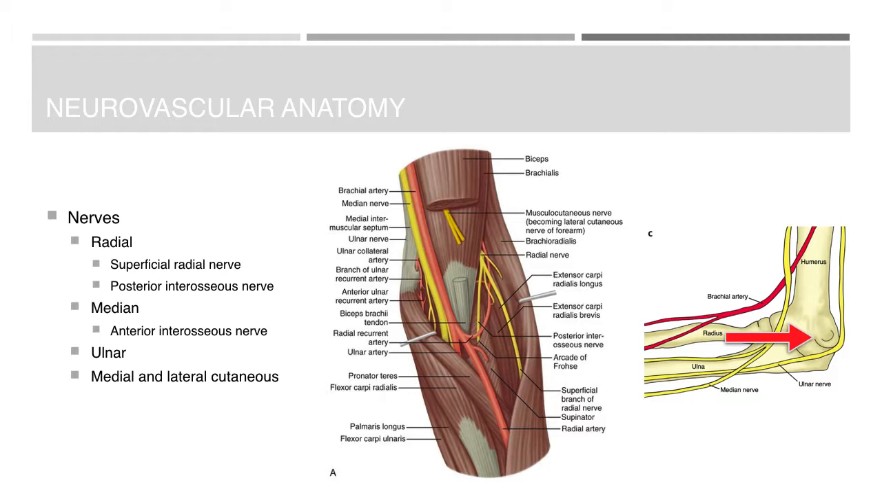The medial cutaneous nerve of the forearm provides cutaneous innervation to the medial aspect of the distal third of the arm, and the lateral cutaneous nerve is an extension of the musculocutaneous nerve.